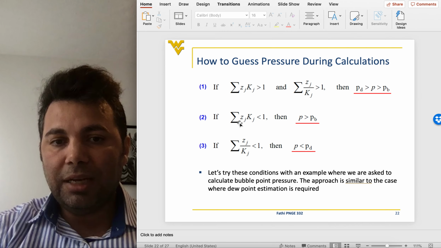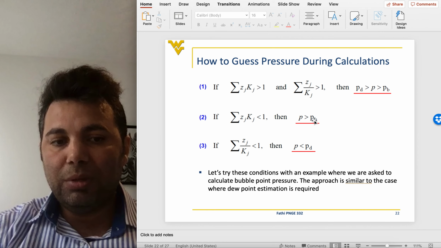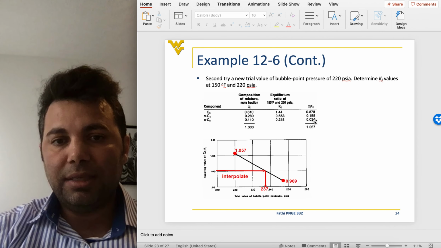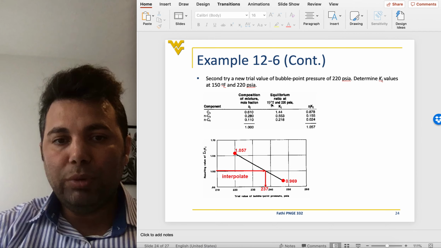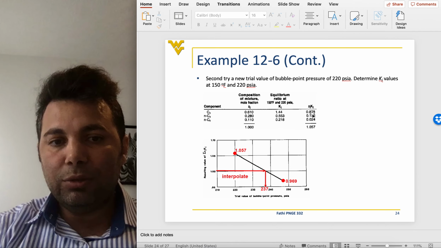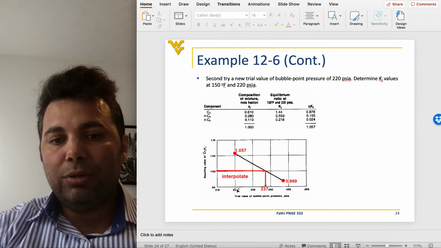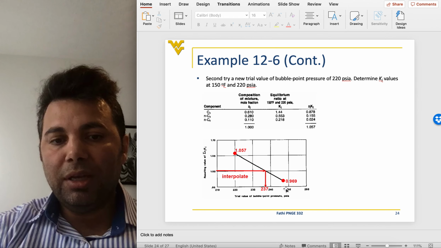This tip is for the calculation. It says if the Zj times Kj is less than 1, your pressure is more than bubble point. So you pick the next pressure less than that. If you pick 220 for 150 temperature, read the K values. This time your Zj times Kj becomes more than 1. So at 220, your summation is more than 1. At 240, your summation is less than 1.